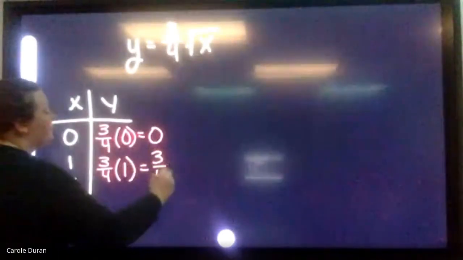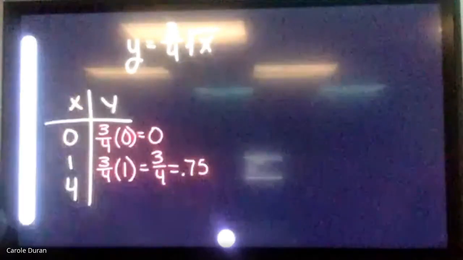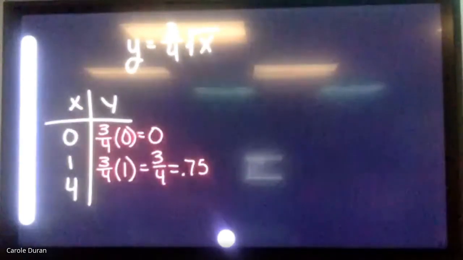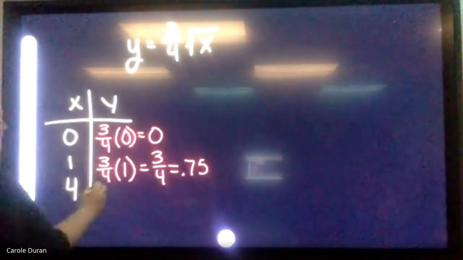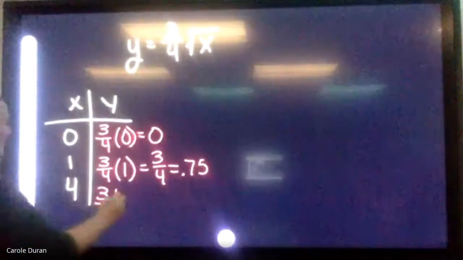3/4. If you are more comfortable, you can write it as the decimal 0.75. It is entirely your choice. This is one of the only times I will allow decimals, yes. And then when I go ahead and plug 4 in, I get 3/4 times the square root of 4, which is 2.